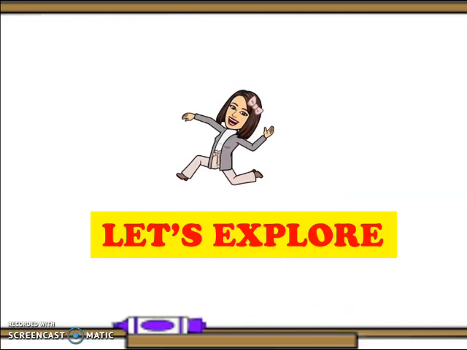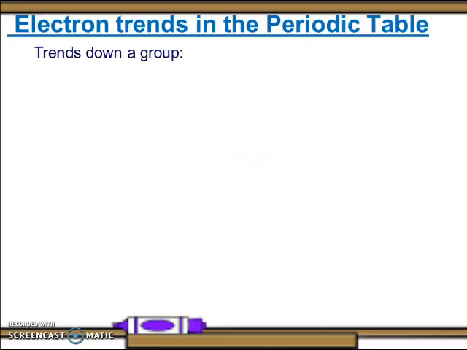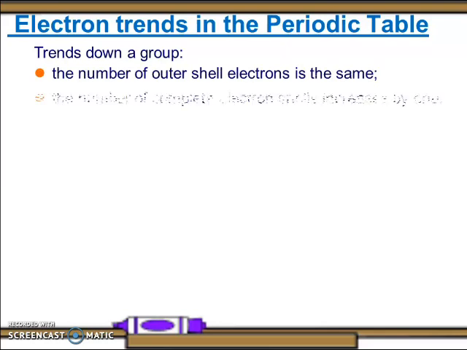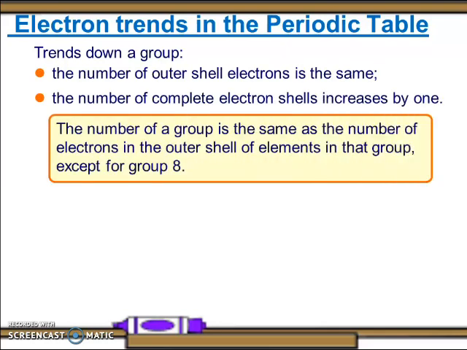This time, you will be introduced to some basic concepts such as trends in the periodic table, ionization energy, and electronegativity to fully understand why atoms form compounds. Electron trends in the periodic table: down a group, the number of outer shell electrons is the same. The number of complete electron shells increases by 1. The number of the group is the same as the number of electrons in the outer shell of elements in that group, except for group 8.